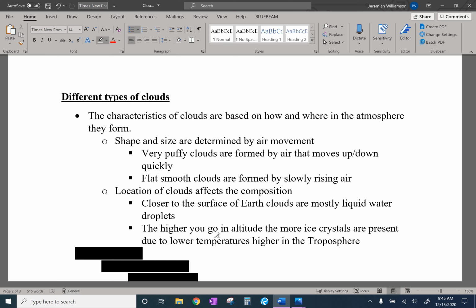And if we get snow, usually it's either really cold closer to the ground, and so the ice crystals form into snowflakes, or the clouds are very high. If the clouds are very high, usually when we get snow from that, it's not a lot. It's the thicker, lower lying clouds that usually dump a bunch of snow on us. So the higher you go in altitude, the more ice crystals. Closer to the surface of the Earth, more liquid water. So you'll notice size and shape are affected by air movement. Location affects what it is, whether it's mostly liquid water or mostly ice crystals.